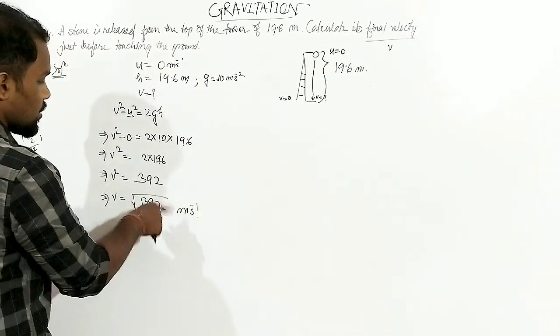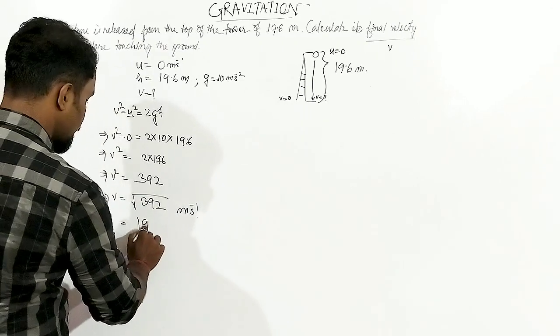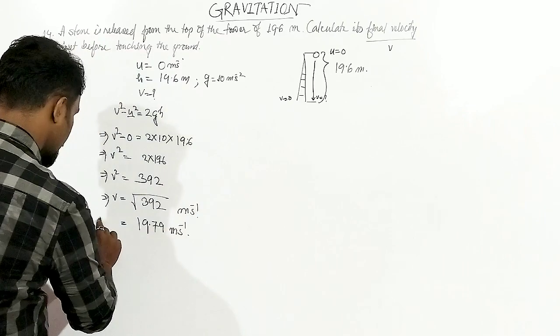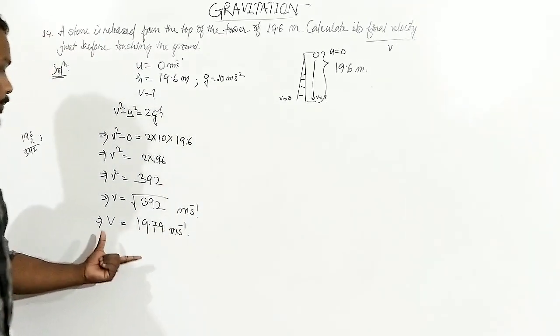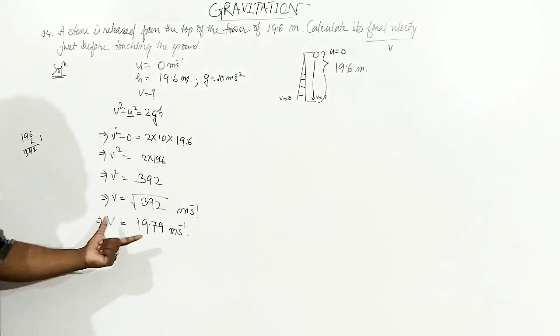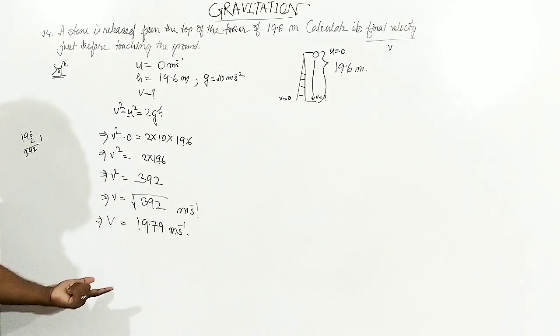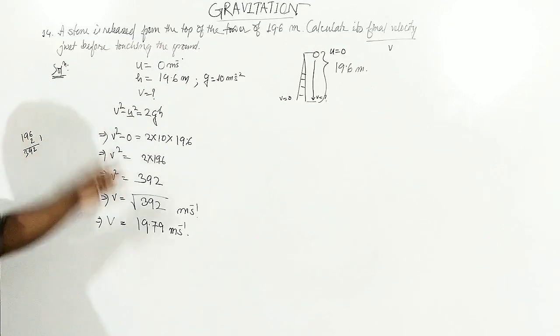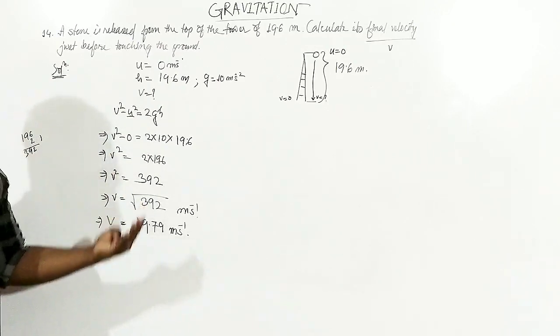If you take the square root of this 392, you are going to get 19.79 meter per second. So that is the final velocity. Okay, that is the final velocity that a ball is going to acquire before touching the ground. So quite simple question. Just write this down, and we are going to move towards our next question.